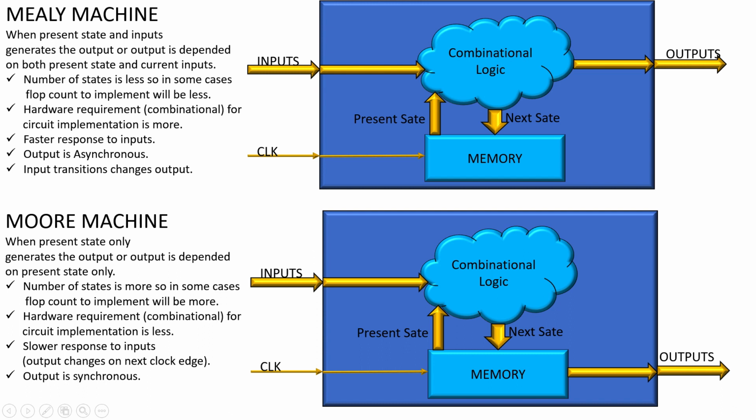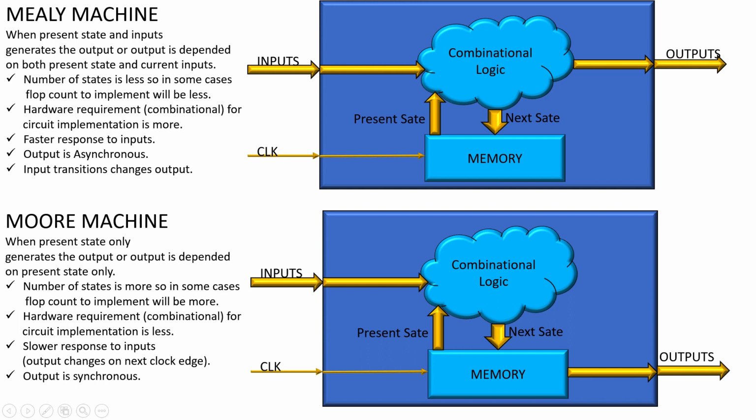I will discuss FPGA in detail in some video. For now, just remember that FPGA has a huge number of flip-flops as compared to combinational logic elements. Faster response to inputs, this is an important point for timing critical applications. Output is asynchronous. Input transitions change the output.